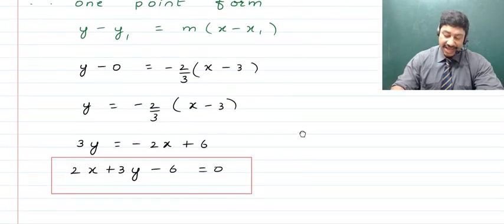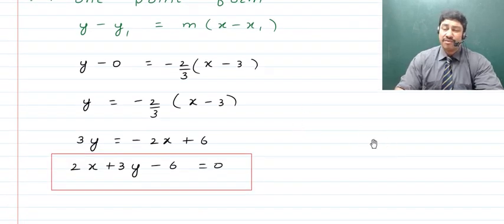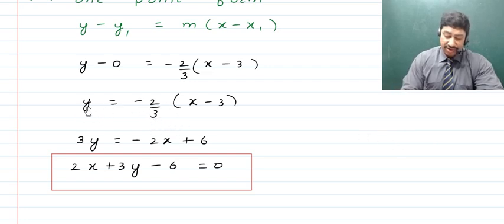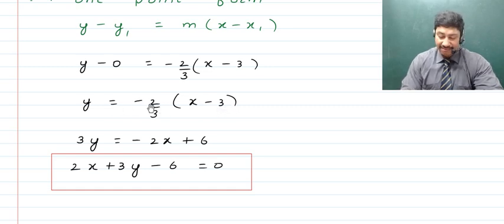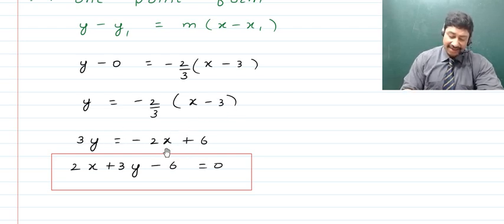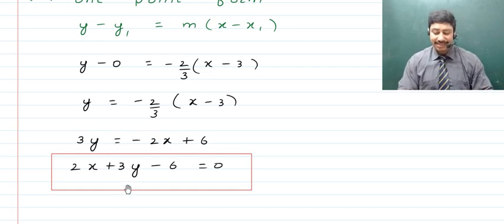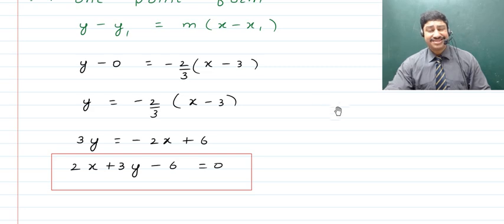Now further here, as we are to write it in the form ax plus by plus c is equal to 0, we can cross multiply this. So we'll have 3y, and this minus 2 is going to get multiplied within, so we have minus 2x plus 6. Now we bring all the terms to the left hand side, so we have 2x plus 3y minus 6 is equal to 0, and children, this will become the equation of the straight line.